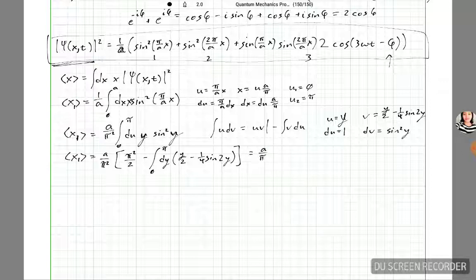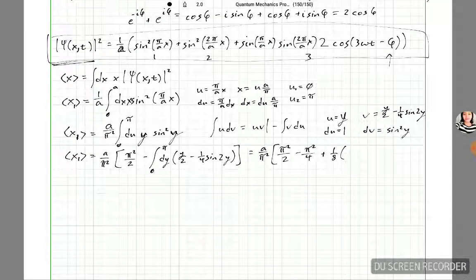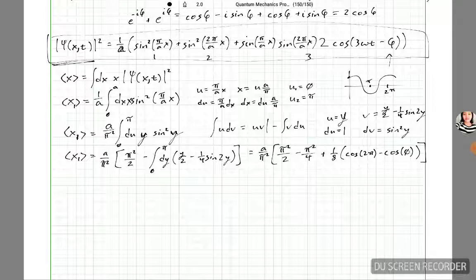Okay, so my two integrals there. The first one is going to be y squared over 4, evaluated, pi squared over 4. And then my second integral is going to have a 1/8 out in front, and then we are going to have a cosine of 2 pi minus cosine of 0. Cosine looks like this. That's 0, pi, 2 pi. So that's 1 minus 1, that equals 0.